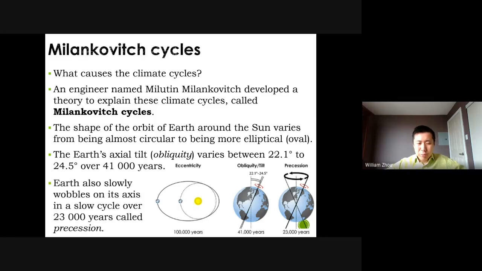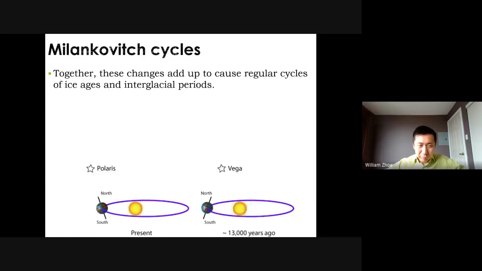So the Earth is wobbling over a slow cycle of around 20,000 years. This is called precession. All of these combined together account for the different climate cycles. The ice ages and the interglacial warmer periods are all a combination of these three factors.